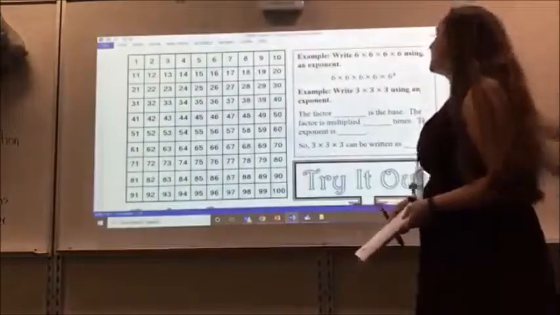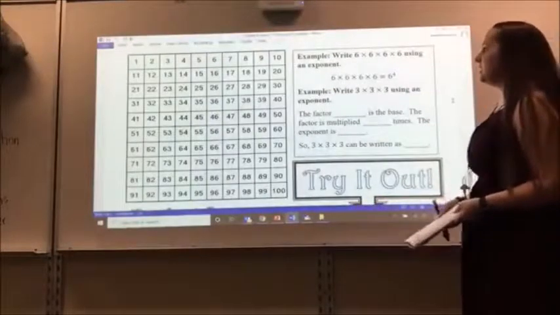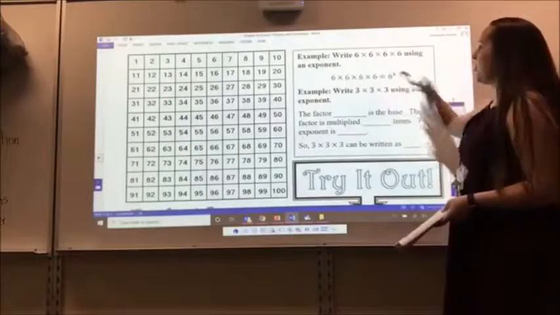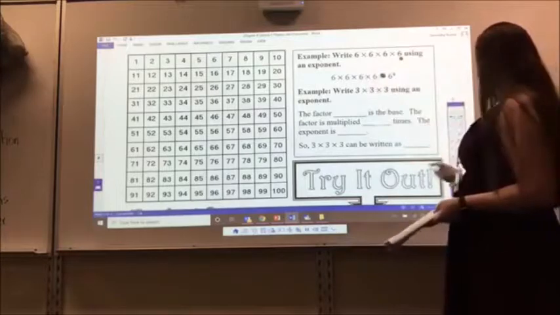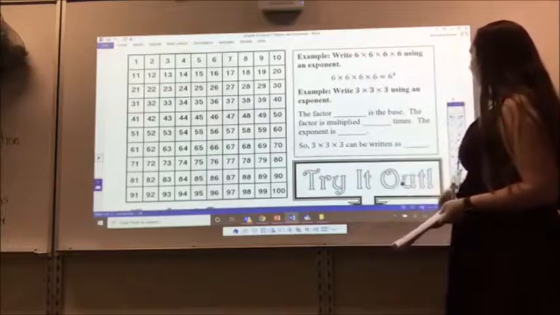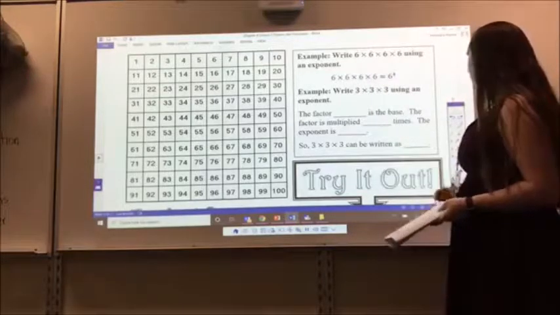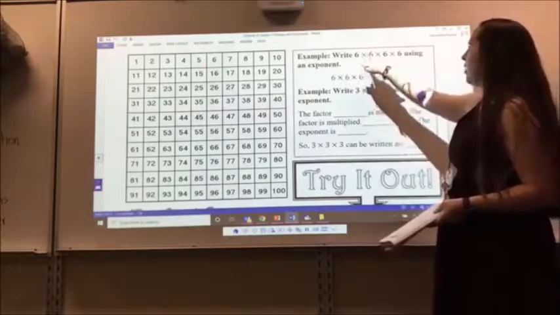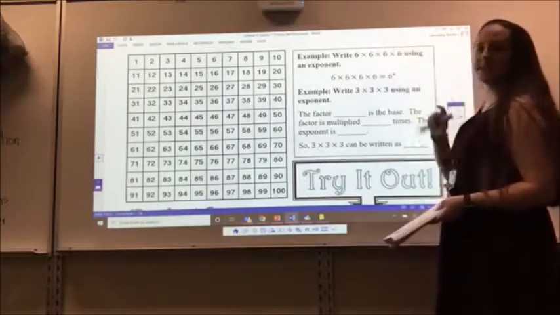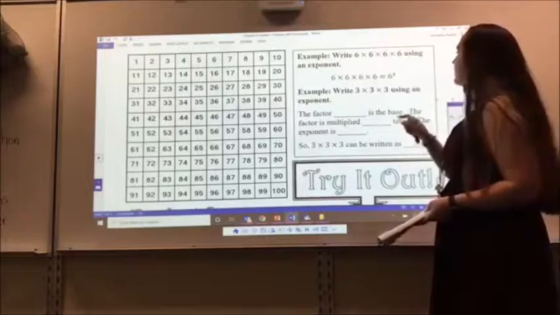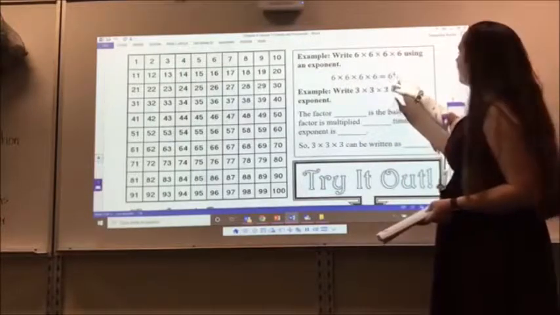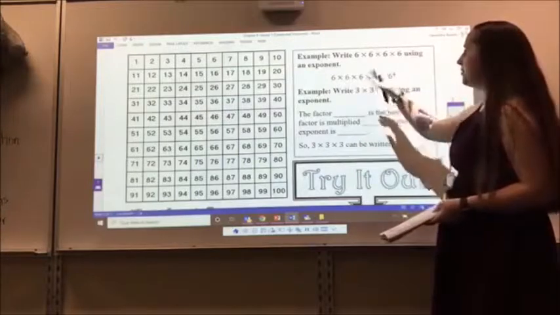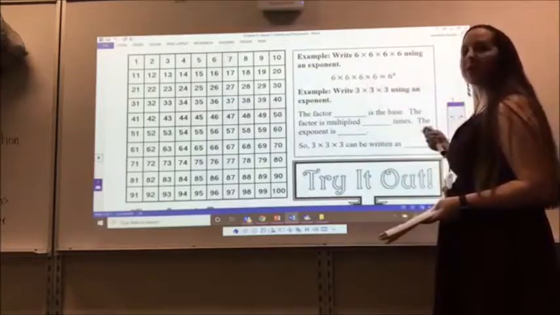So we have a couple of examples, so let's go ahead and look at these. The first example says write 6 times 6 times 6 times 6 using an exponent. As you can see, there are 1, 2, 3, 4 sixes. So 6 is our base, and 4 is our exponent because there's 4 of them. You can see that this is just repeated multiplication.